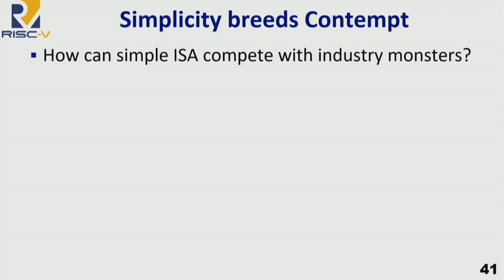So when we went out and sold this to people, saying, hey, we have this great thing, it's really simple, out in industry, it's kind of funny because simplicity really breeds contempt. Like, how can this simple ISA compete with these industry monsters? Obviously, you guys know what you're doing. That's a nice toy academic ISA, nice to play with, nice to teach, but to do serious work, you need a serious ISA. You need at least 10 times as many instructions, right?